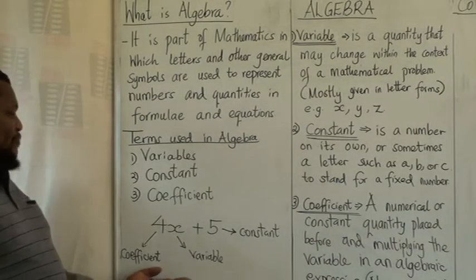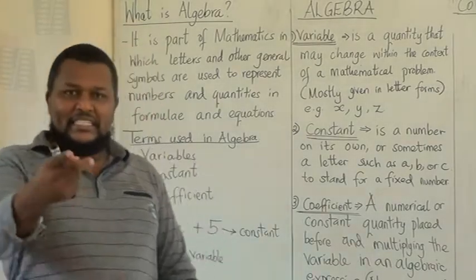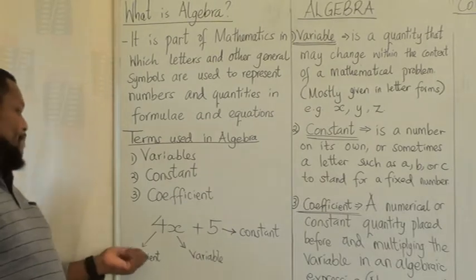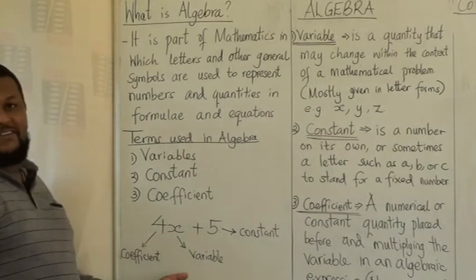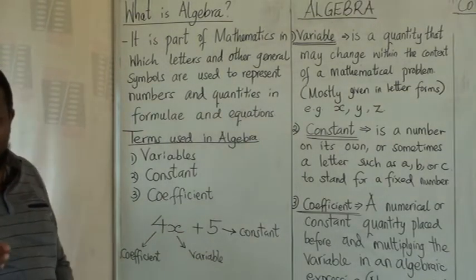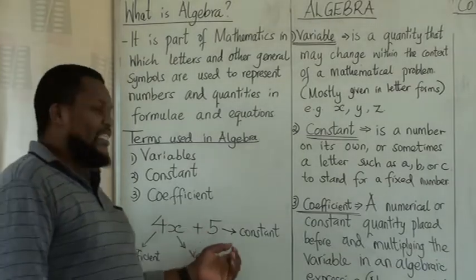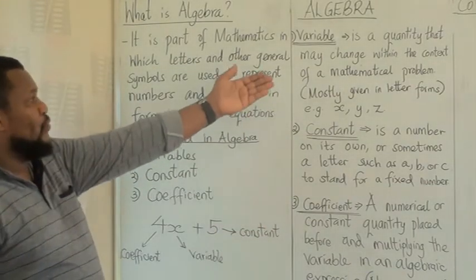If you look at it, I know you already have the meanings according to you. Some can say a coefficient is a number which comes before a variable. Correct? Then you can say a variable is a letter which goes hand in hand with a coefficient. Correct? Then a constant is a number which stands by its own. Correct? Let's see if that's what we have.